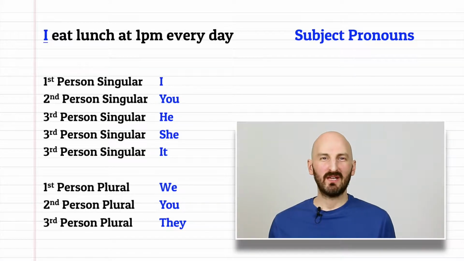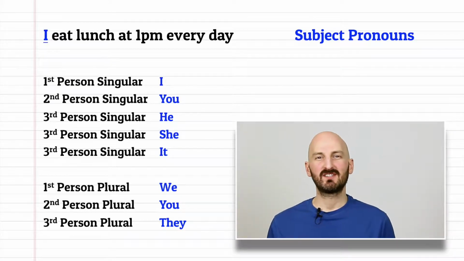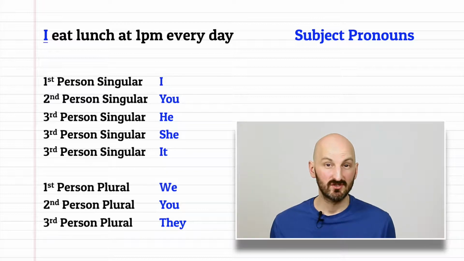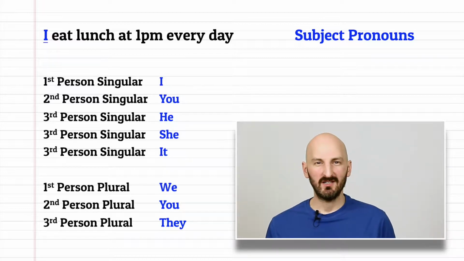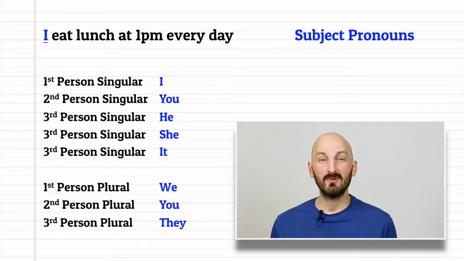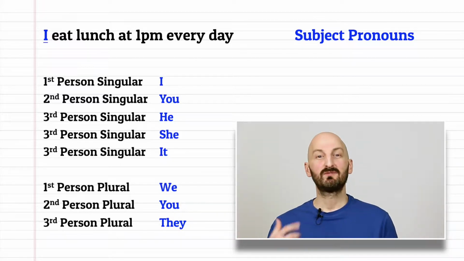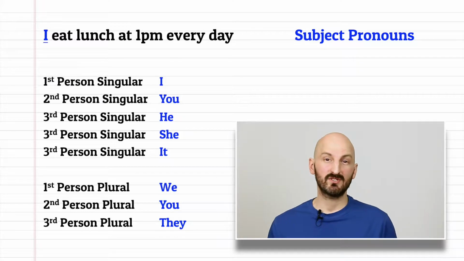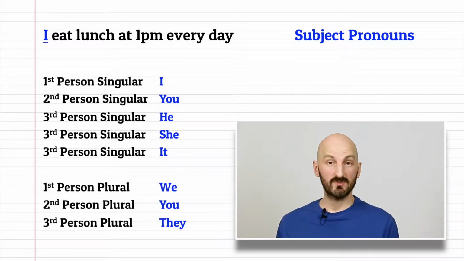I eat lunch at 1 p.m. every day. This is a simple sentence that describes when the speaker eats lunch. The subject pronoun is I, which, as we said earlier, is perhaps the most important word in the English language. There are 8 subject pronouns, 5 pronouns describe a single person, and 3 pronouns describe groups of people.